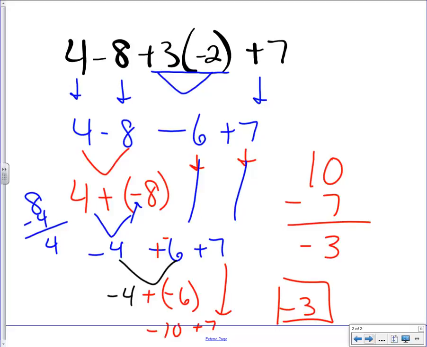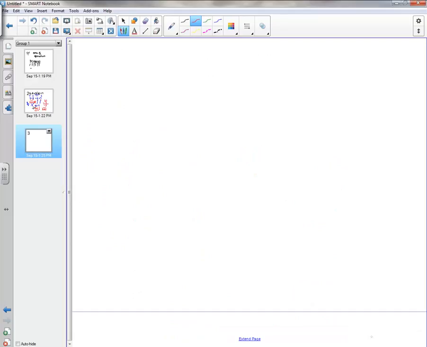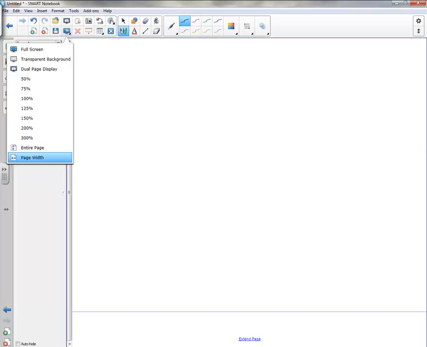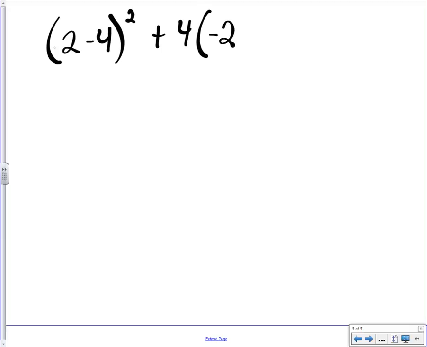Okay, so it's following the rules of order of operations, or the Please Excuse My Dear Aunt Sally, or PEMDAS, or whatever you call it, and working through a problem until you have a final answer. Okay, so let's try another one. The next problem is parentheses 2 minus 4 squared plus 4 times negative 2 plus 8. Okay, so for me, I just write it all down again.